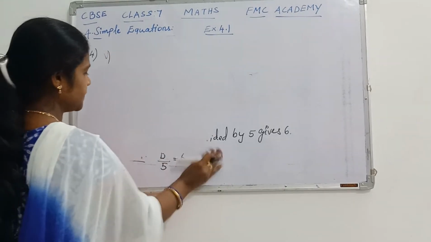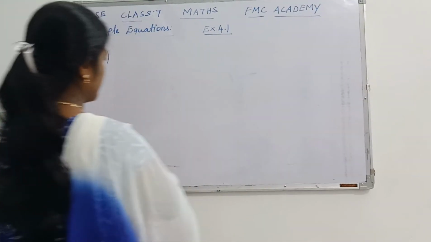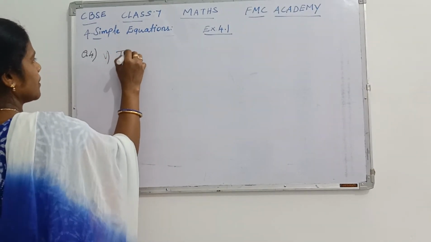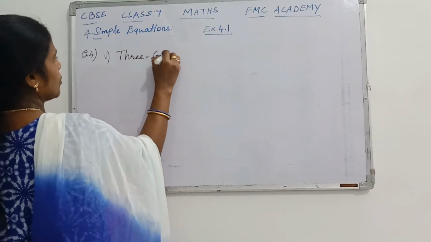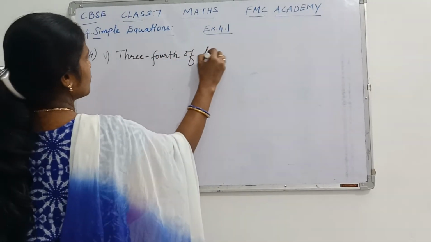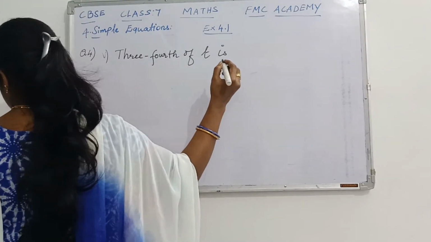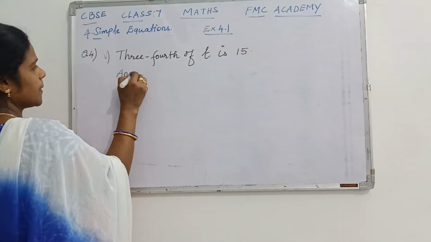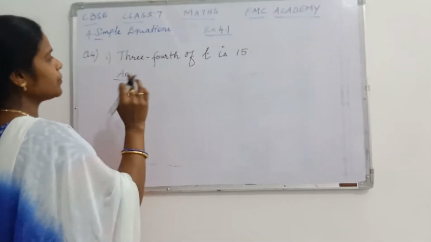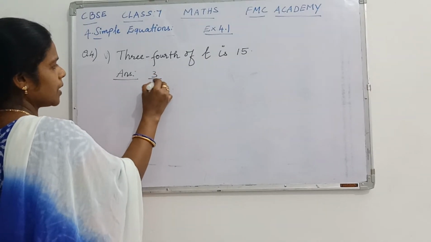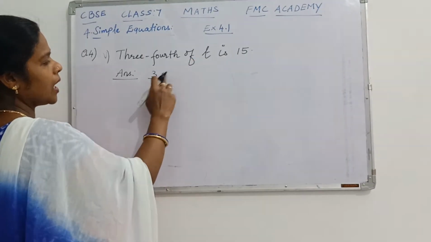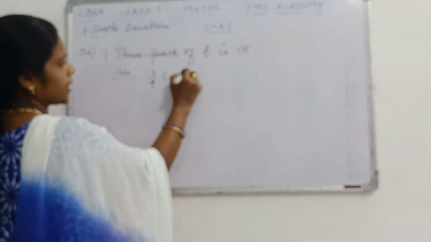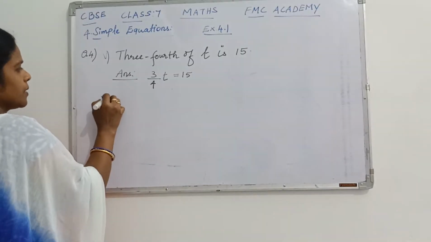Question number 5 now. Three-fourth of t is 15. Yes, see, very simple statement. 3/4 of t. 3/4 means what? 3 by 4. 3/4 of t. Of means multiplied by. So it means t over here. 3/4 of t is 15. Is equal to 15. Sixth one.